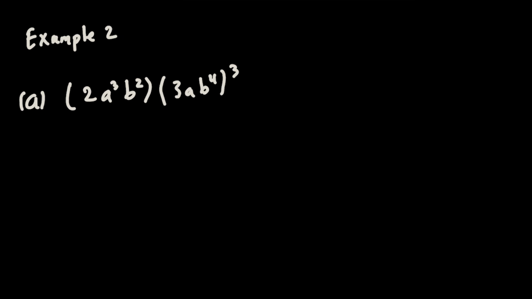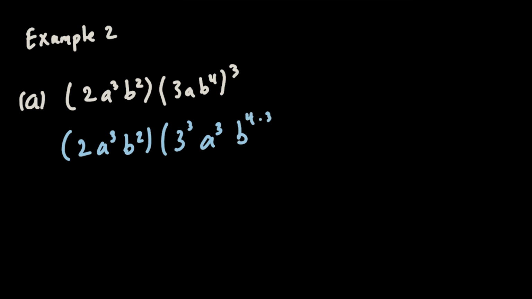Let's see example 2 part A. So here we have these two expressions multiplied by each other. So this expression here, we cannot simplify it more, so we'll just write it down as it is. And here we'll just distribute the power. So here we'll have 3 to the power 3, a to the power 3. Here we have b to the power 4, all to the power 3, so we can just multiply the power. So here we'll have b 4 multiplied by 3.